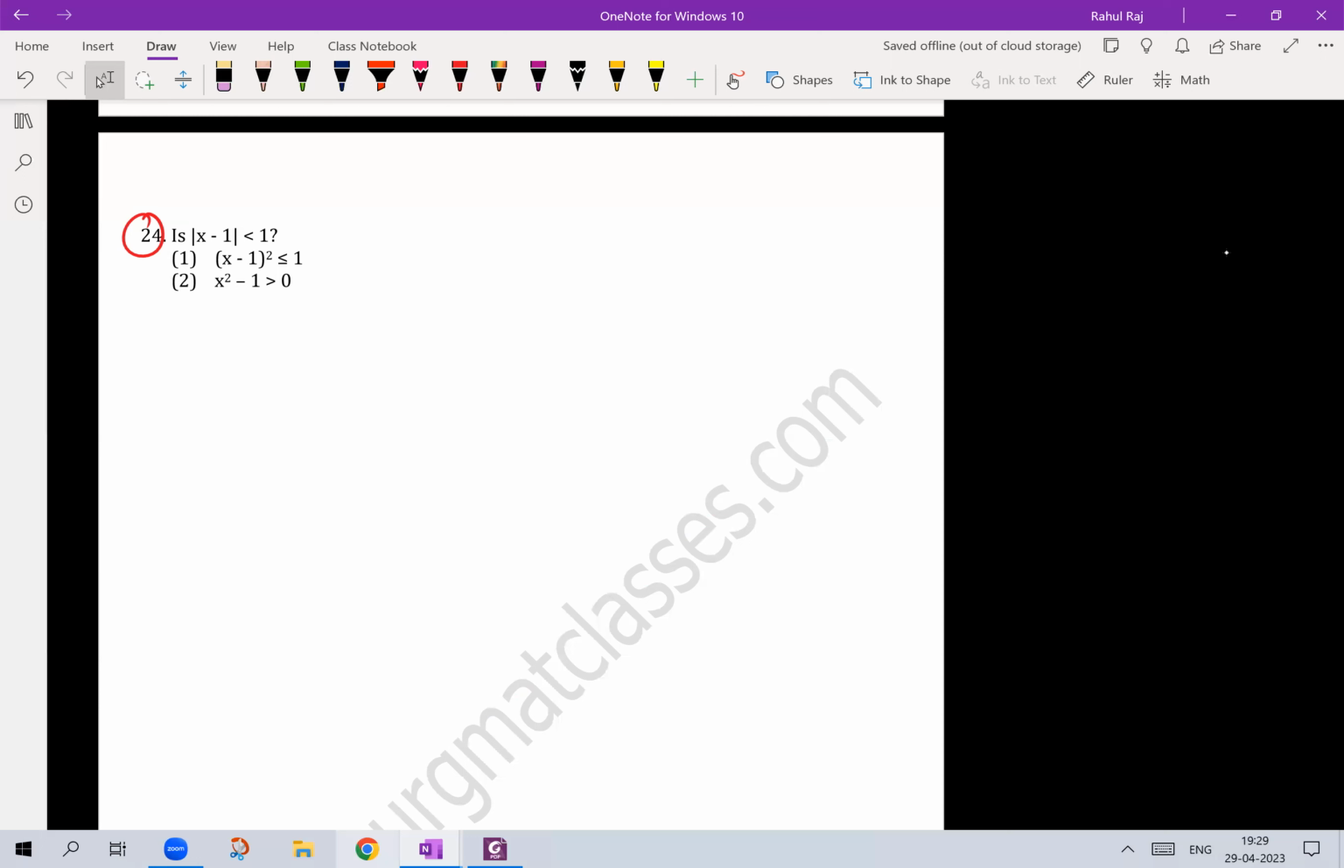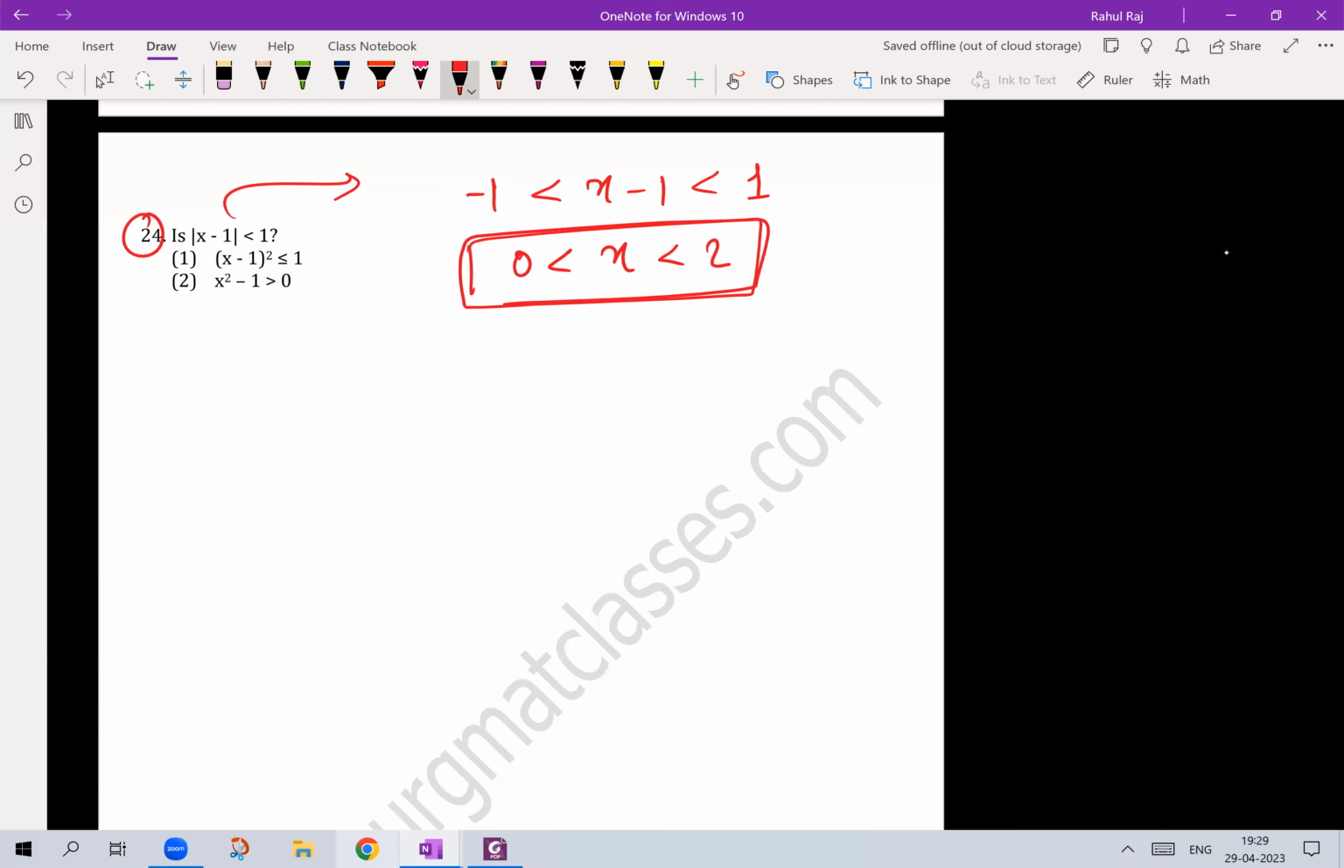Option E, Rahul. Yeah. So it says mod of x minus 1 is less than 1. It means x minus 1 lies between negative 1 and 1. If I add plus 1, my question is, does x lie between 0 and 2? Option number 1 says mod of x minus 1 is less than or equal to 1. So x minus 1 lies between negative 1 and positive 1. I'm doing nothing, I'm just using this formula everywhere.